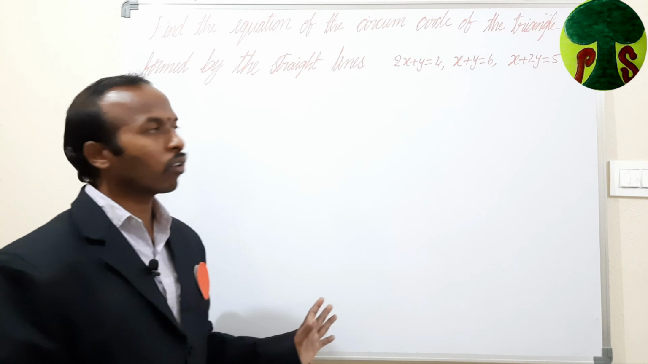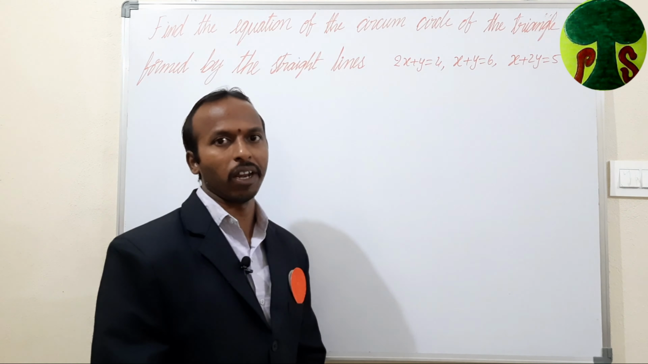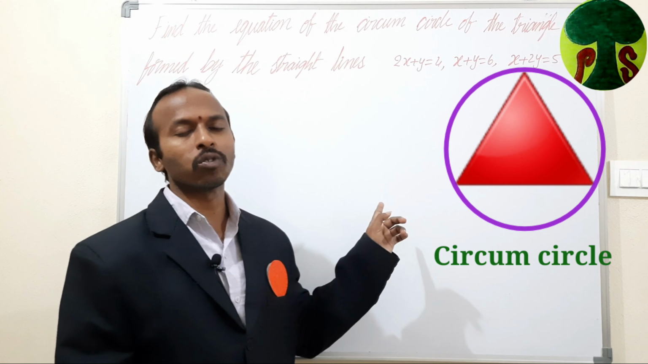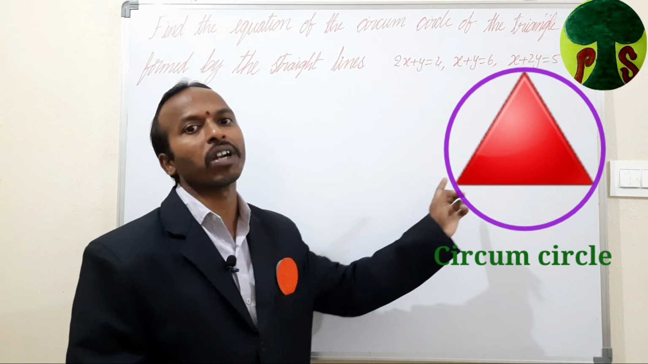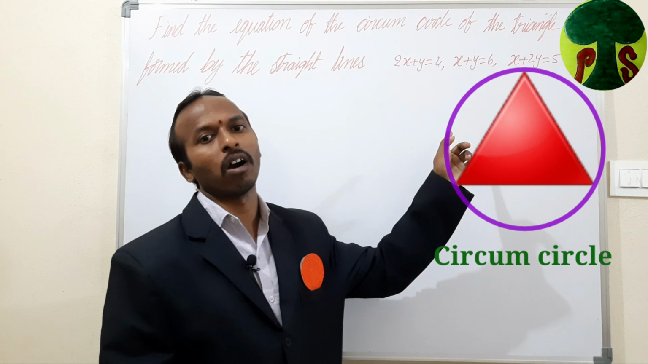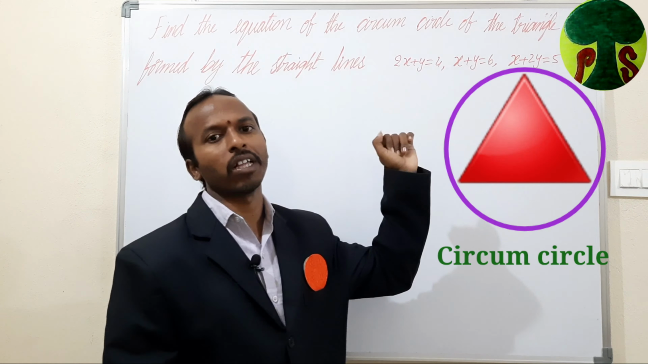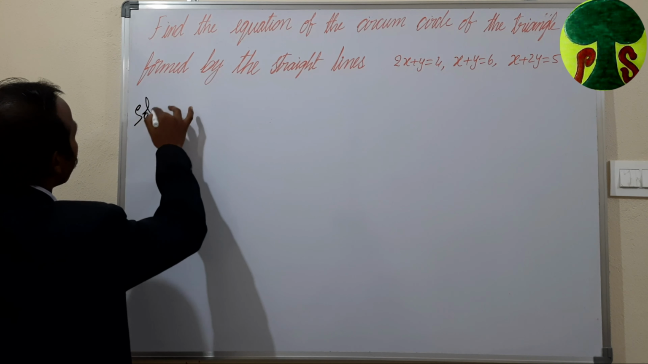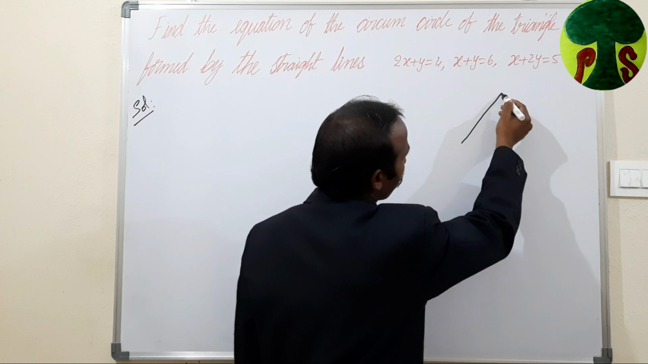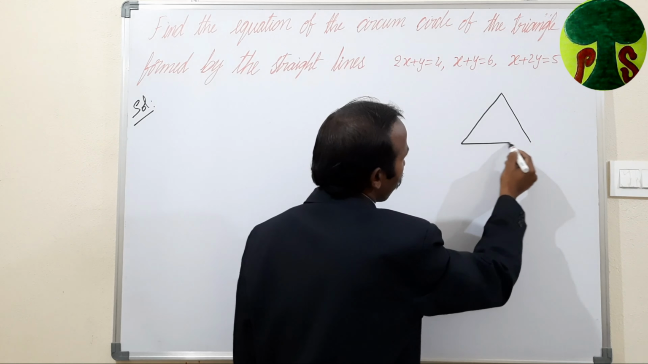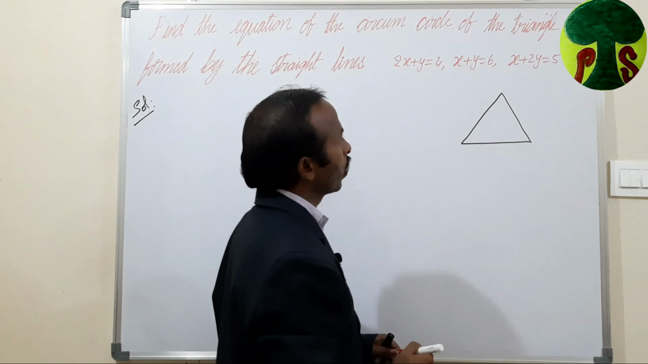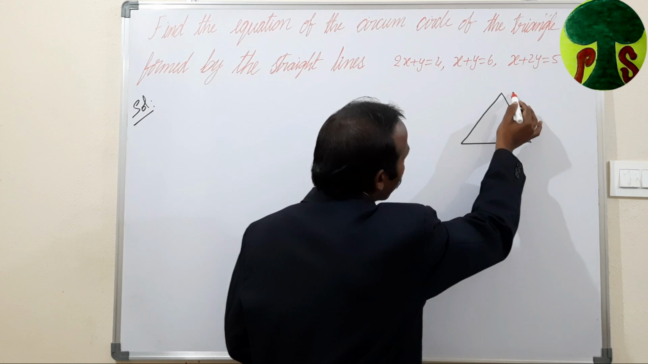Before going to the solution, what is the circumcircle of the triangle? The circle which passes through the three vertices of a triangle is nothing but the circumcircle of the triangle. Let's see the solution. Draw a triangle. We have to find the circle equation which passes through the vertices of the triangle.